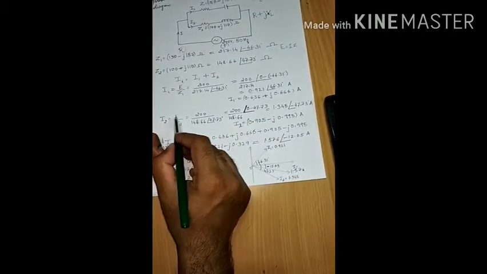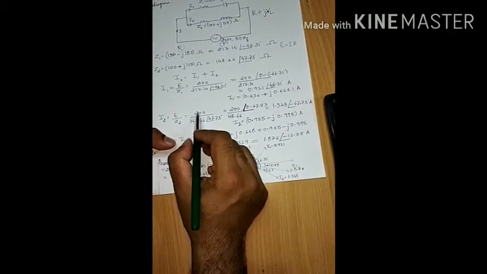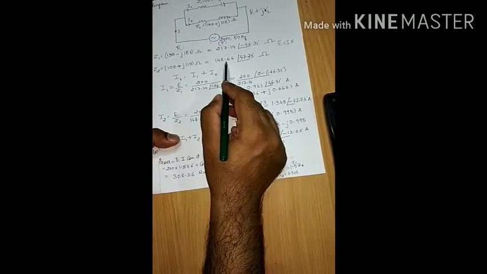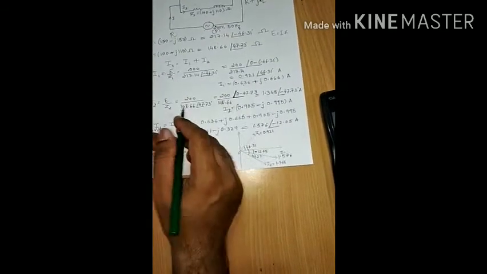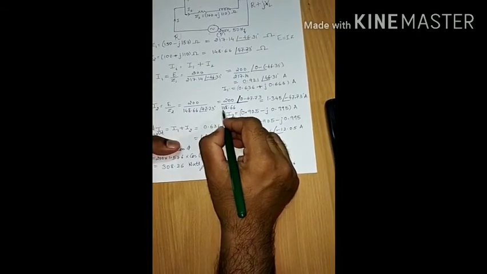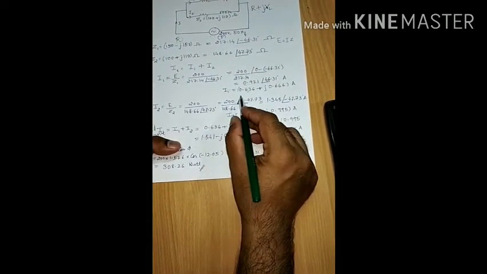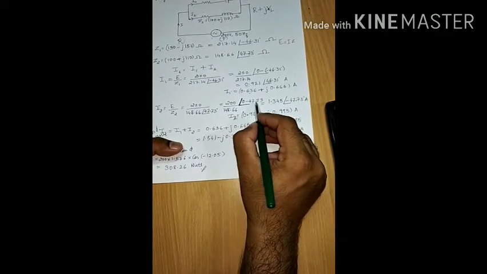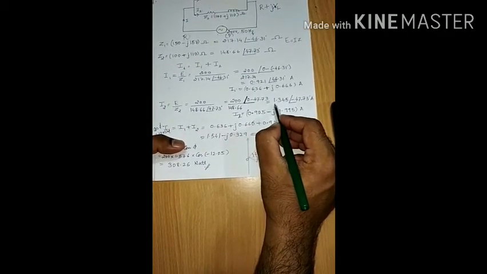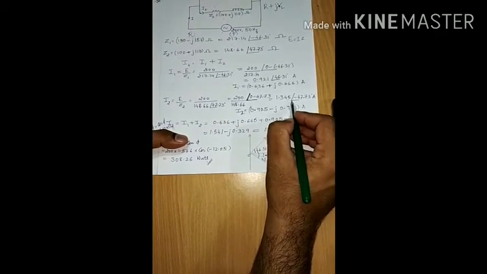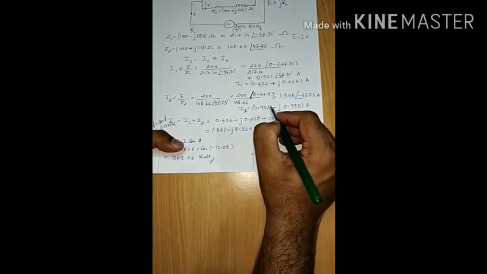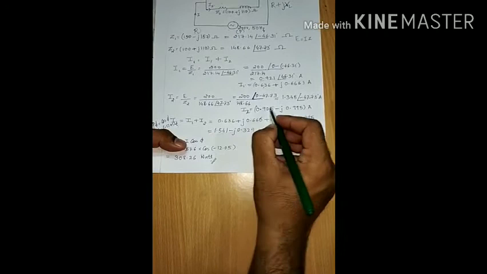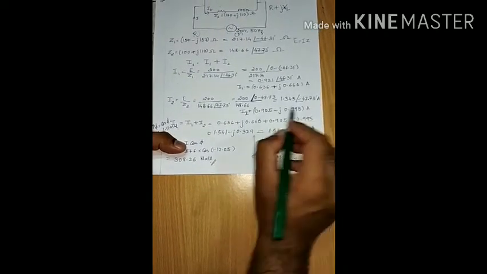Now we have to calculate I2. The current for I1 is this. I2 is E by Z2. Again E is 200, and for Z2 you take polar. Why? It's a division, and division comes in polar as we have discussed. So again 200 divided by 148.66, and the angles get subtracted, 0 minus 47.73, and you're going to get 1.345 at an angle of minus 47.73. Again you convert this polar back to rectangular, which is 0.905 minus J0.995 ampere.